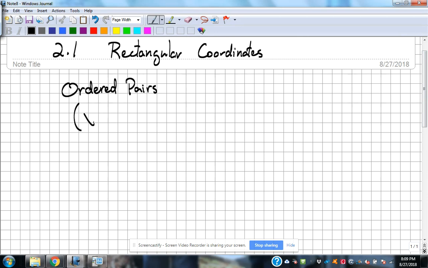Ordered pairs, x comma y. You're dealing with ordered pairs. Can't stand to not draw a straight line, so, pretty straight line. There we go. Oh yeah, that's beautiful.